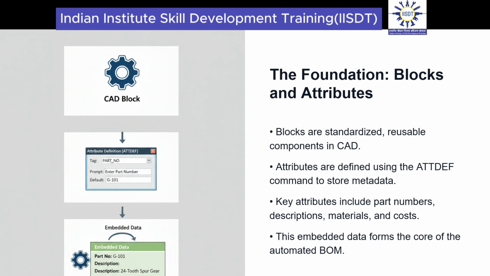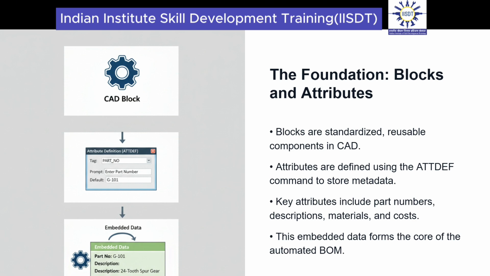But a block is just geometry until we add intelligence. That's where attributes come in. Using a command like attdef, which stands for attribute definition, we can attach non-graphical text information to a block. When defining an attribute, we specify a unique tag, which is like a variable name, such as partno. We create a prompt like "enter the part number," which guides the user during block insertion. And we can assign a default value.